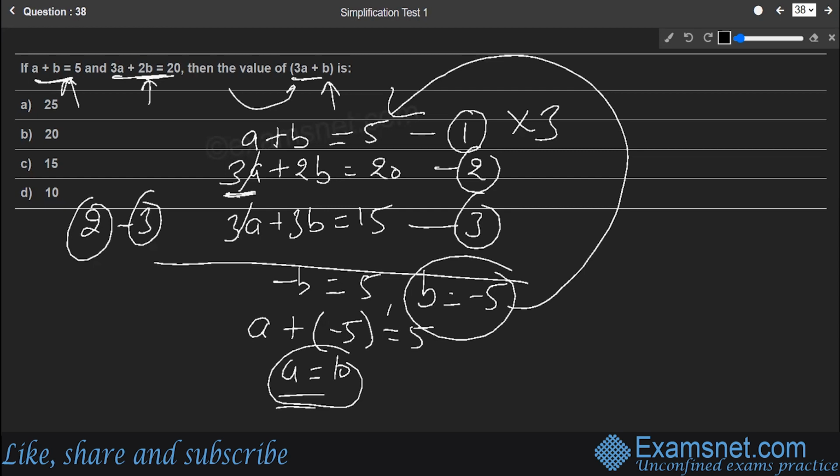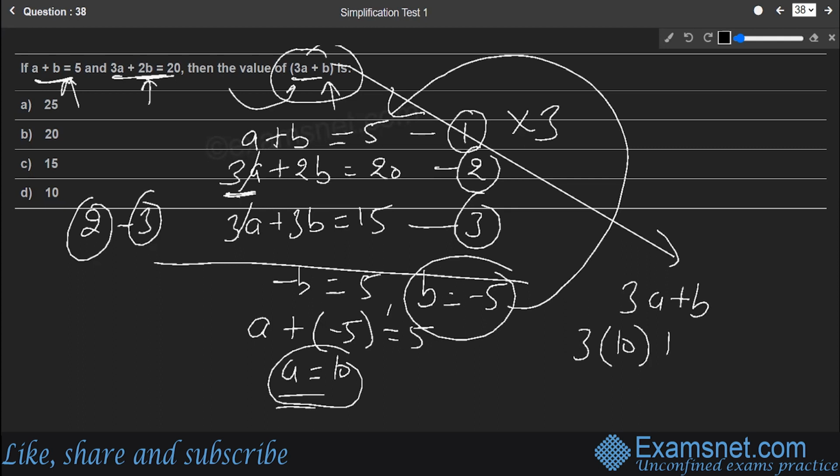We were supposed to find the value of 3a plus b. So we put the values of a and b in the expression 3a plus b. This is going to be 3 into 10 plus b's value, minus 5. This comes out to be 30 minus 5, that is nothing but 25. So that is the value of 3a plus b. The answer is 25. It is available in option A. So that becomes the right answer.